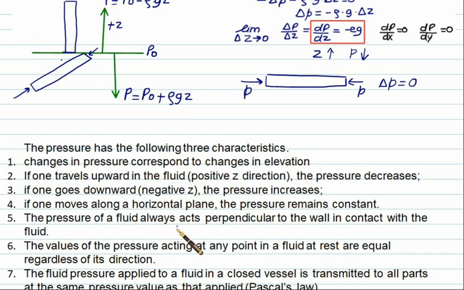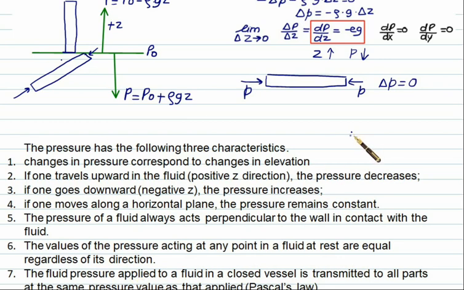The pressure of a fluid always acts perpendicular to the wall in contact. The strict definition of pressure is force upon area, and the area must be perpendicular. That is the normal stress. Strength of material is same as pressure. The value of the pressure acting at any point in a fluid at rest is equal regardless of its direction.